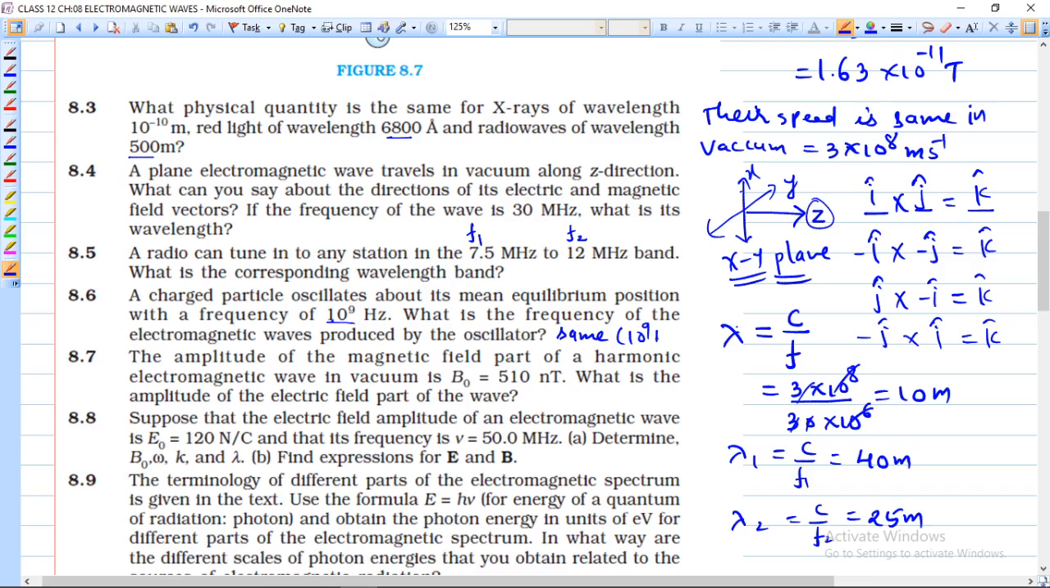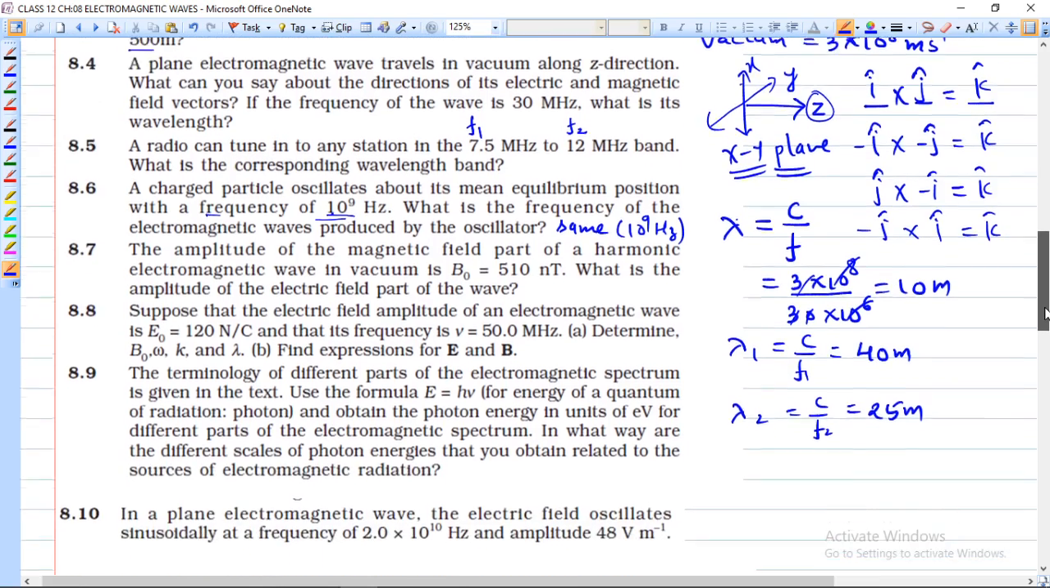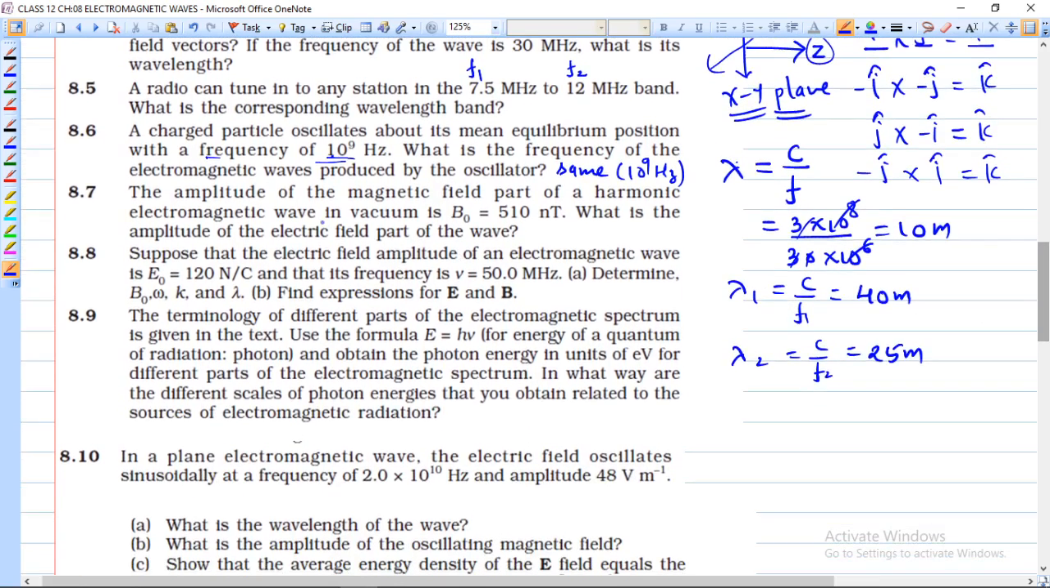10 raised to 9 Hz. Okay. This is the much needed information, students. Whatever is the frequency of the oscillating charged particle, the same will be the frequency of the EM wave. Frequency of the EM wave and the oscillating particle will always be the same.